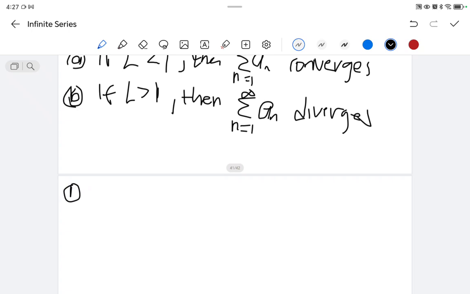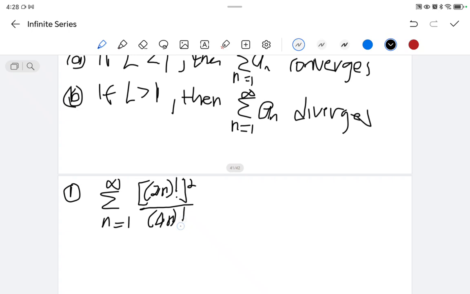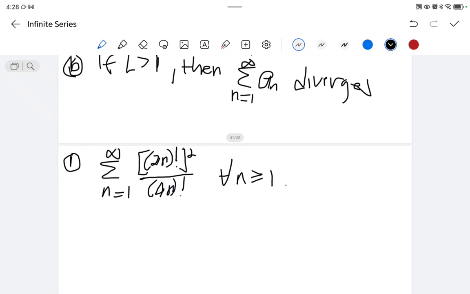We are given the summation from n equals 1 to infinity of (2n)! squared, all over (4n)!, for all n greater than or equal to 1. We know what n is, so there's no need to restate it. Let's say they want us to check whether this converges or diverges.